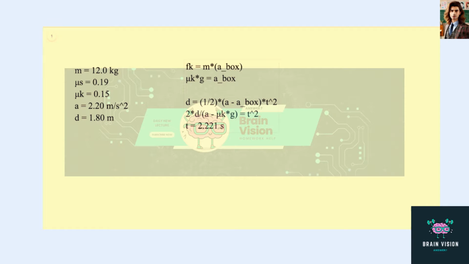Now, the second part of this question asks, how far does the truck travel in this time? So now we want to use the same equation, except now we're just looking at the truck. So we're not using a minus a box here. We're just using regular a, and we can now plug in our t, 2.221 seconds. So we plug in a is 2.2, t is 2.221, and we should get that d is equal to 5.43 meters.